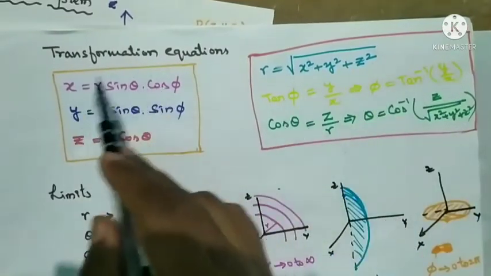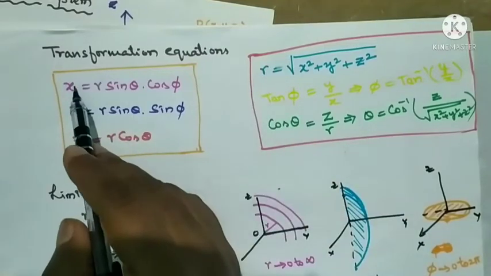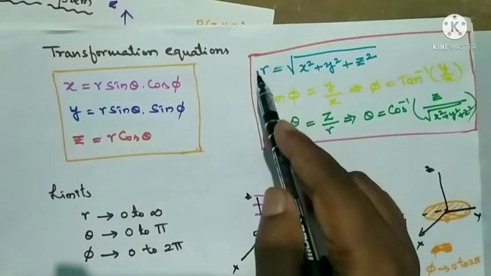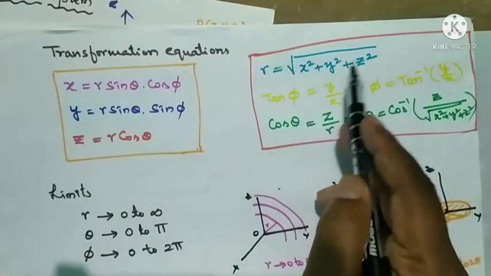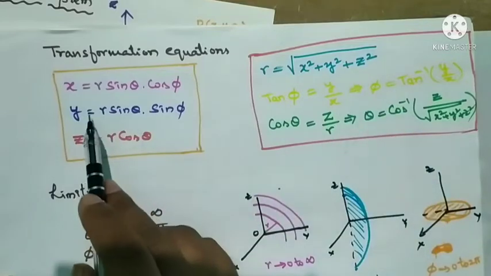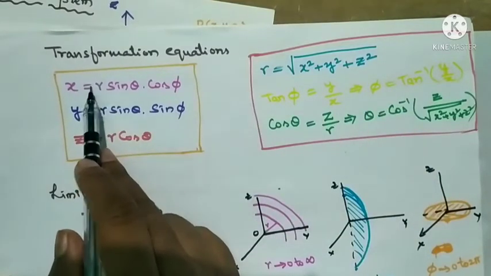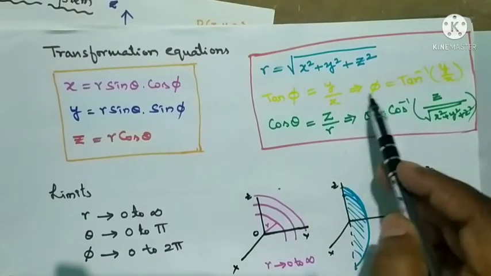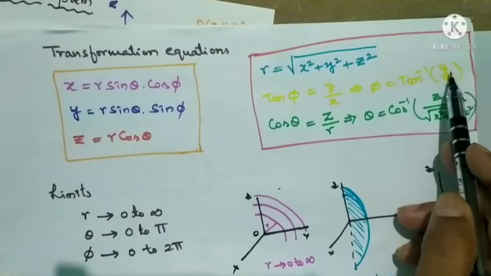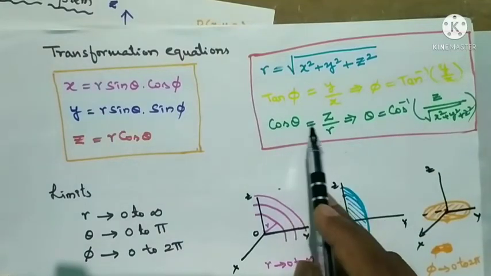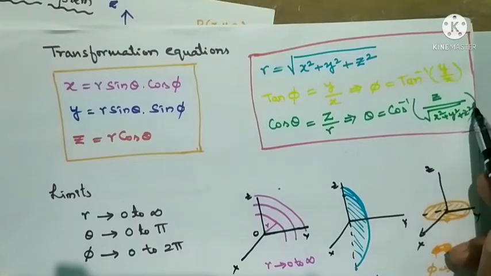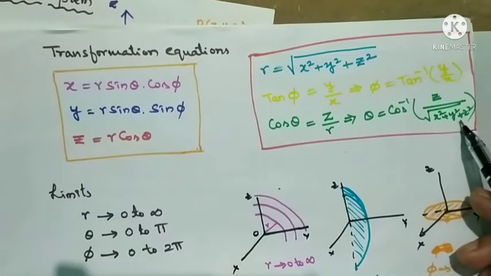derived from these equations. Just square all these three equations and add, then you will get this form. That is, r equals the square root of x squared plus y squared plus z squared. And dividing the second equation by the first equation, you will get tan phi. Tan phi equals y by x, that is, phi equals tan inverse of y by x. Similarly, cos theta equals z by r, so theta equals cos inverse of z by r, where r is the square root of x squared plus y squared plus z squared. These are the Cartesian coordinates.